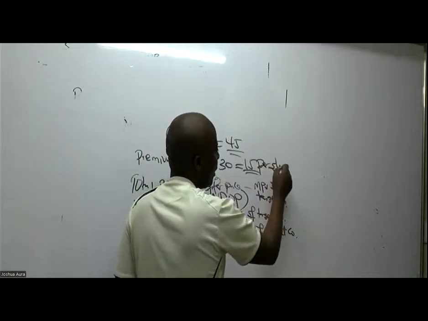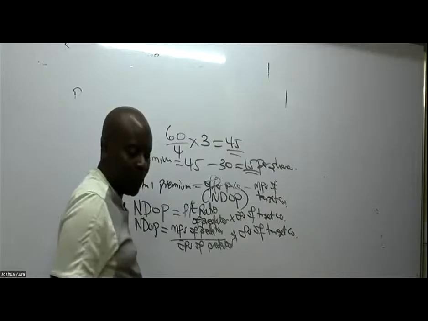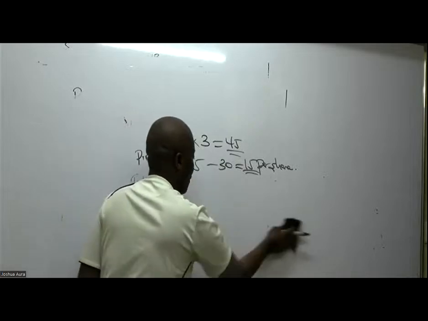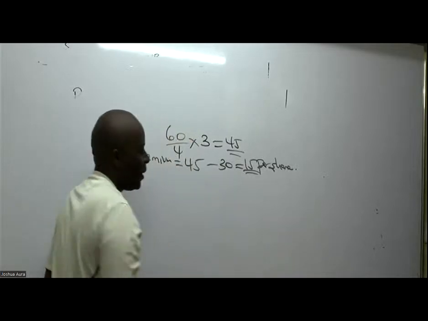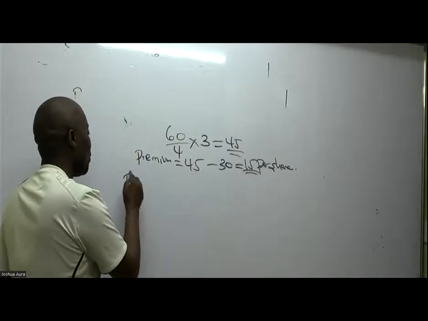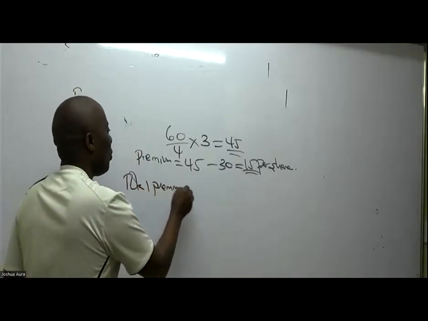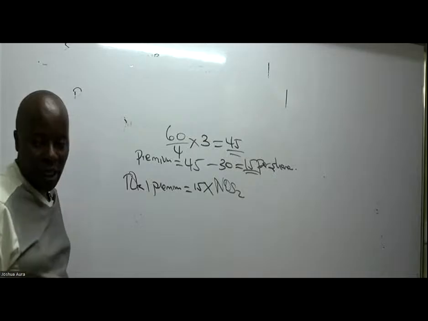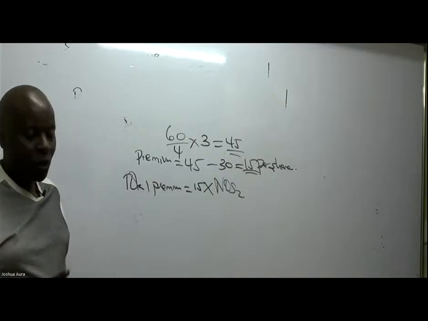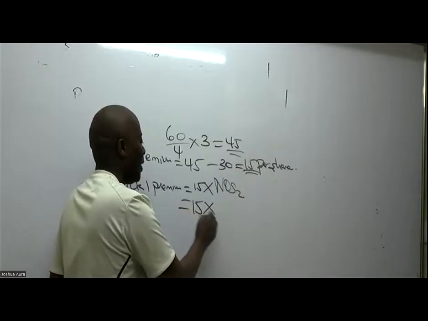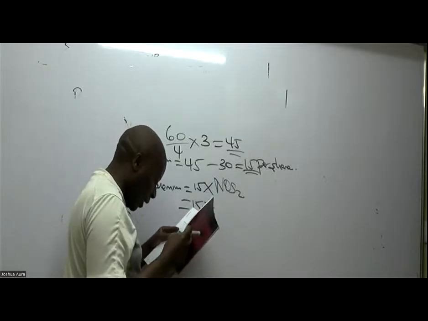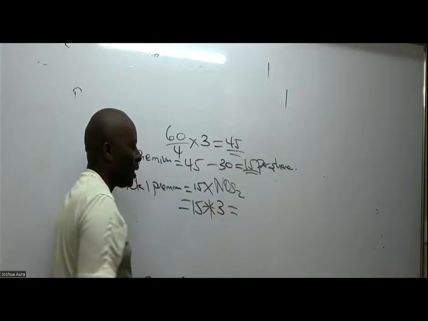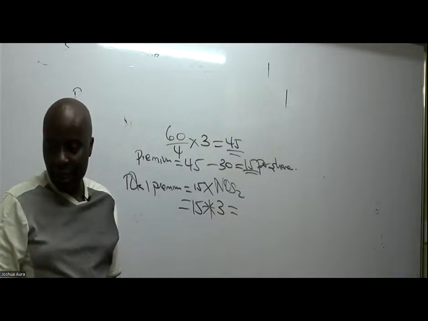For every share they sell, it's 15 per share, and yet they wanted the total premium. So I need to ascertain my total premium, which will be equal to this 15 per share times the NOS of the second company. NOS is the number of ordinary shares. So I'll take 15 times the number of ordinary shares of the second company, which is 3. So 15 times 3 gives me how much?